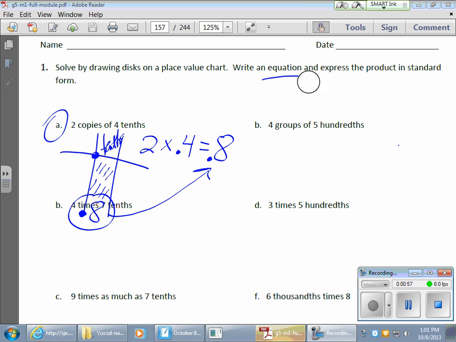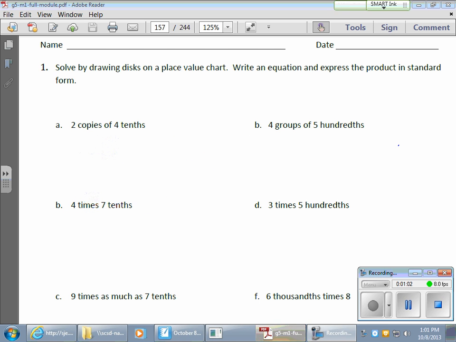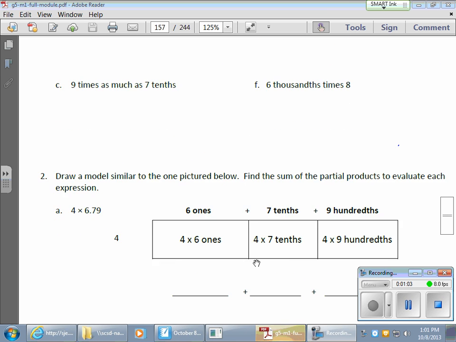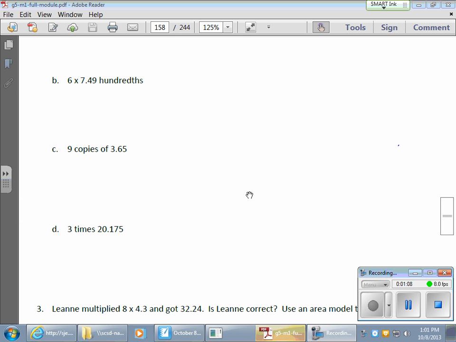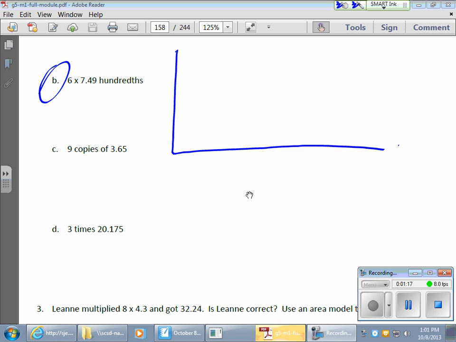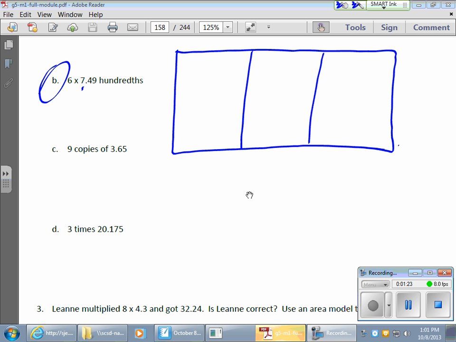I did want to concentrate on another question that's on another page, so just hang on a second here, I'll get to that page. I wanted to talk about area models. Here's question B. Let's go back to the blue here. An area model is basically a big old rectangle, and I'm going to deal with 3 different place values: the ones, the tenths, and the hundredths.